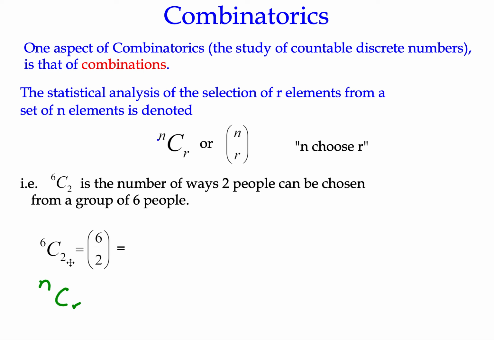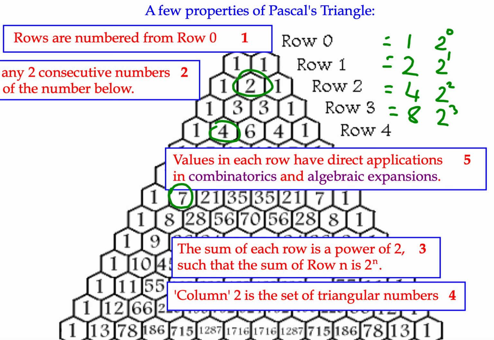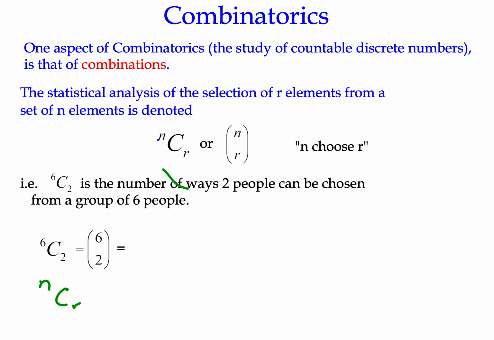So on mine, I've got a Casio calculator, 6 shift divide will come up with a C, and then the number 2, press equals, and you get 15. So according to my calculator, the answer is 15.